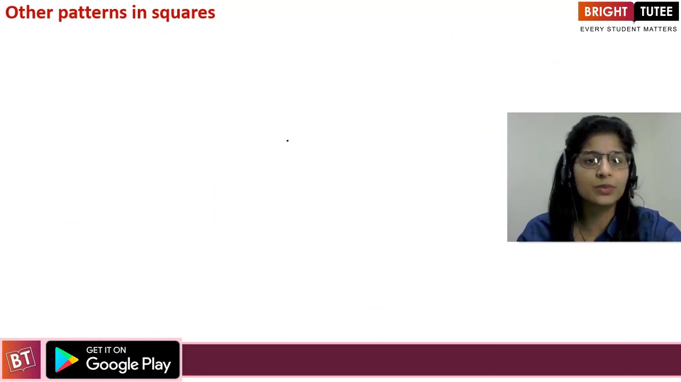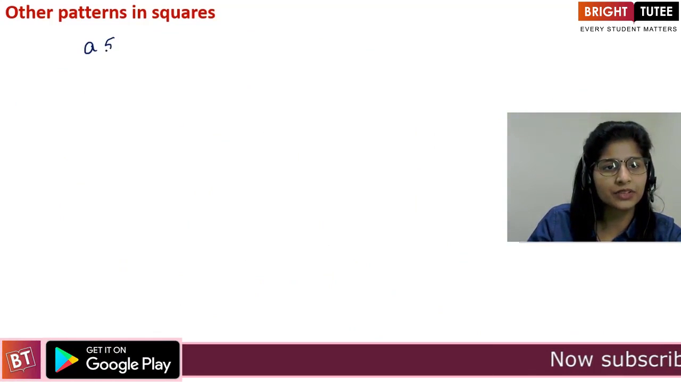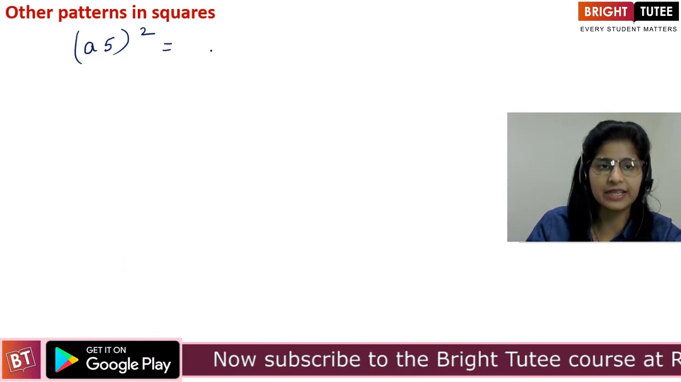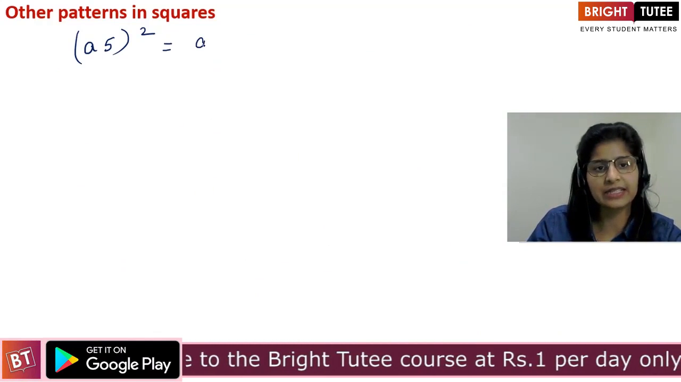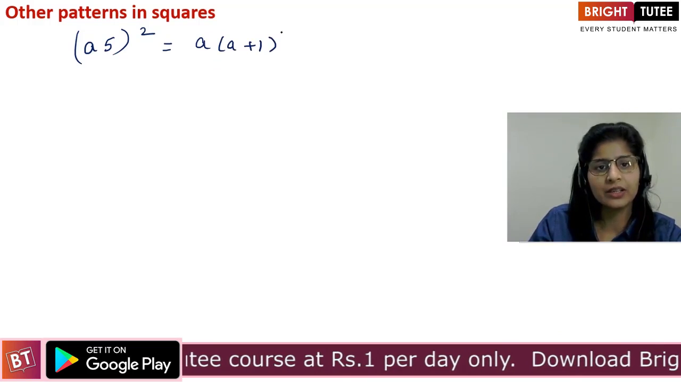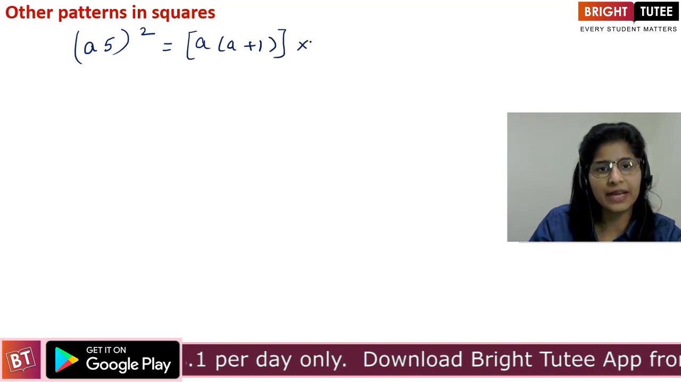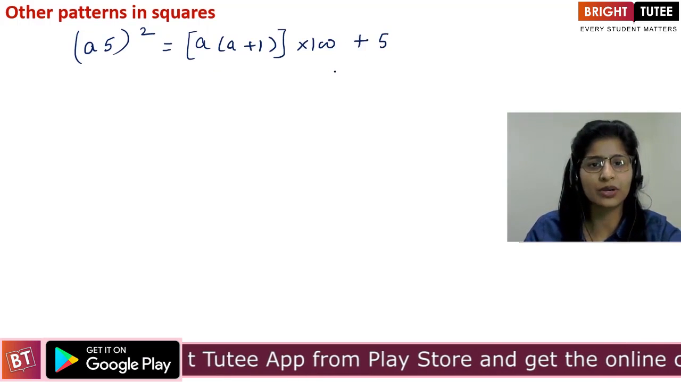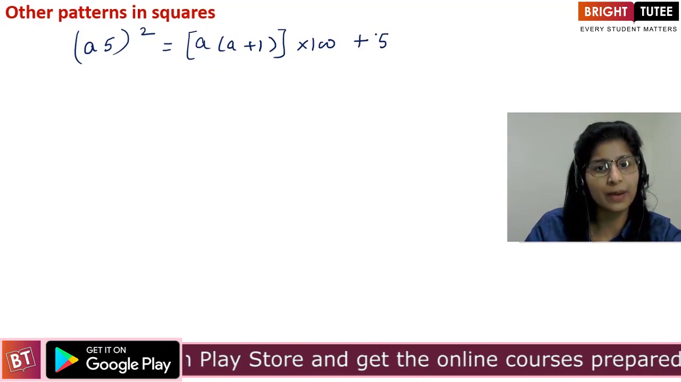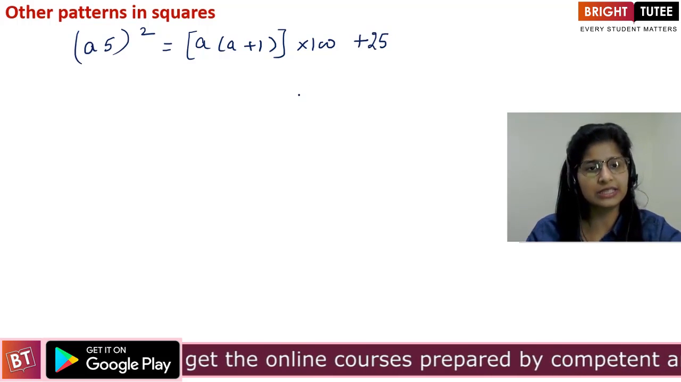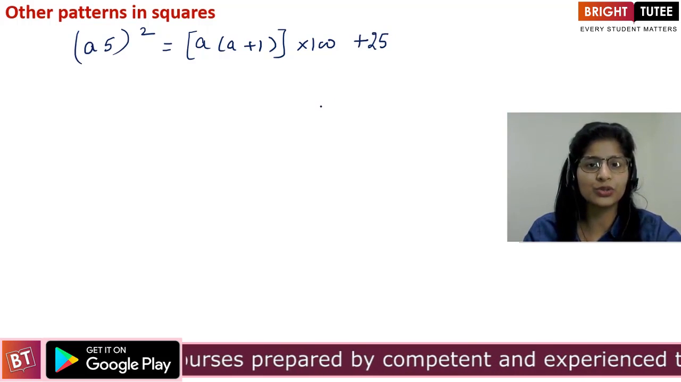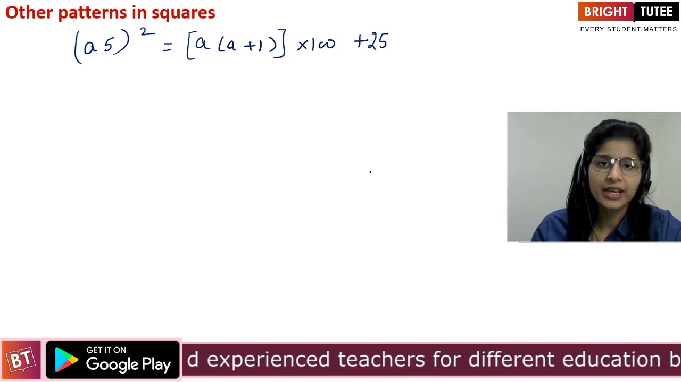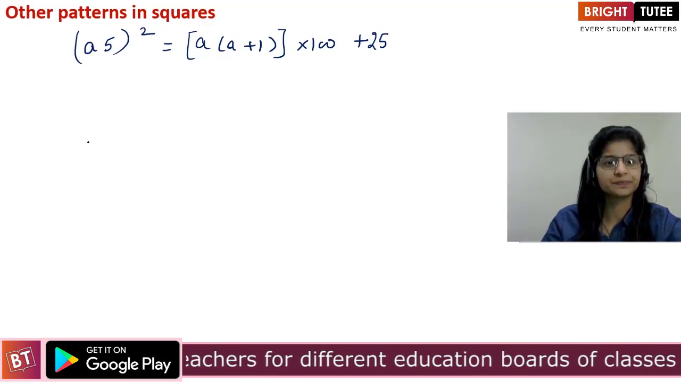So we have observed that if a number is of the form A5 whole square, A can be any digit, then it is expressed as A into A plus 1. Solve this, multiply it with 100 and plus 25. This is what we have to do every time. Plus 5 or plus 25? Plus 25, right? So this is the formula that we are going to use in solving all the questions. Clear? Let us try this with some numbers.